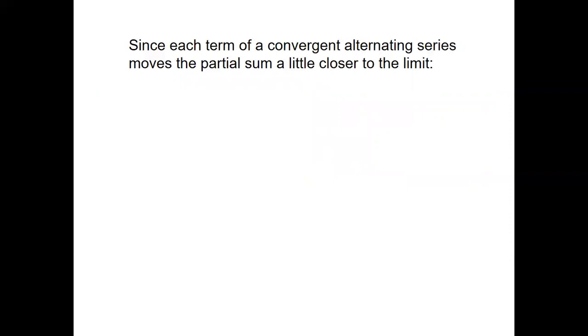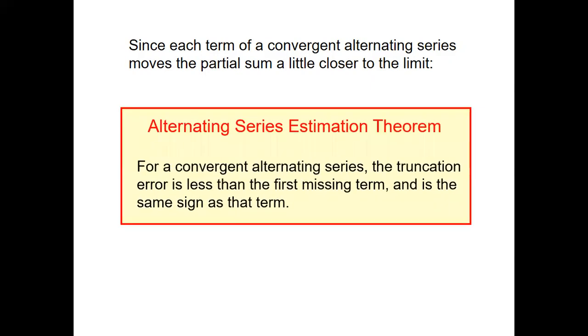All right, so each term of a convergent alternating series moves the partial sum a little bit closer to the limit. Partial sums, remember, are if I take the sum of the first 2 terms, and then the sum of the first 3 terms, and then the first 4 terms, and the first 5 terms. We look at those sums. Each time I add an additional term, the sum is getting larger, but not by much. So when we start talking about error and error bound for alternating series, that gets really easy.